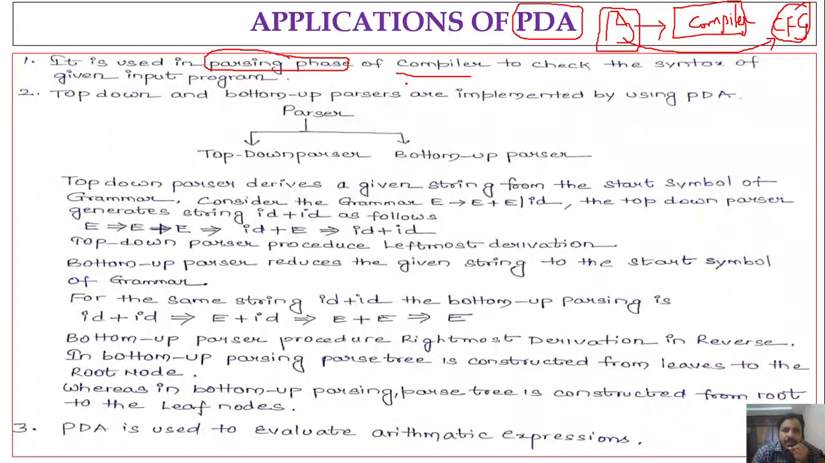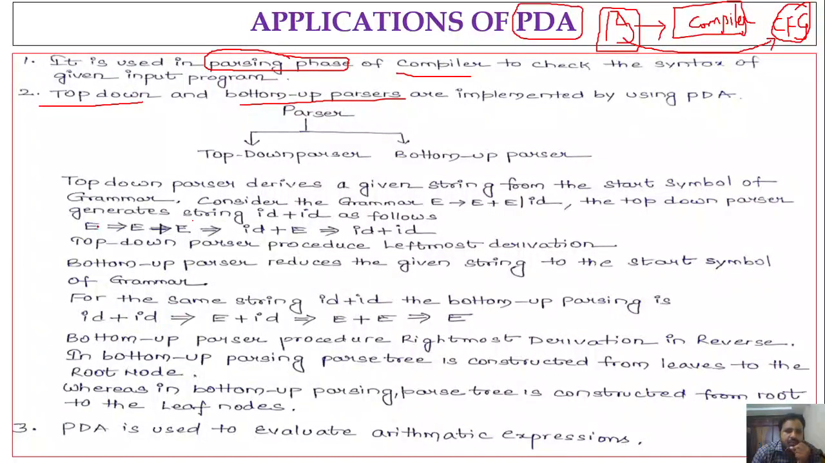Okay, so that process of checking the syntax of the input program with respect to the grammar rules is called parsing. Parsing is one of the phases of the compiler, right? Generally in parsing we have two types, top down parsing and bottom up parsing. I have explained top down parsing and bottom up parsing here.